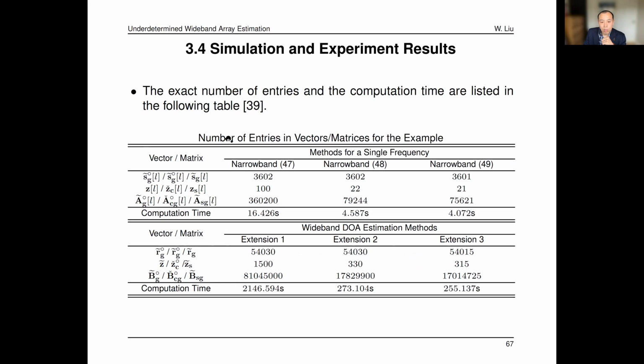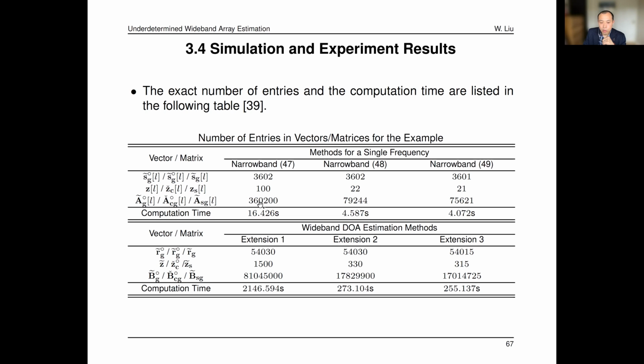And here is the number of entries in vectors and matrices for the example. So for this example, basically we have a general equation to calculate the number of variables, but for this specific example, you see these are the parameters you need to involve in the optimization. So for this narrowband method, the very original narrowband is a direct vectorization. You have these different numbers of variables for these vectors, right? This is the source, this is the observed, this is the matrix, this is the steering matrix, right?